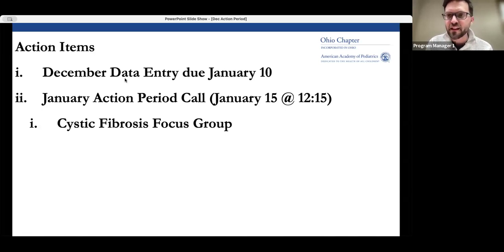Just a couple of things for me on the housekeeping. For January, we'll hope to have our data submitted for December the Friday before our action period call, which is January 15th, which I do want to spend some time talking about as well. We had a little bit of a change in schedule. Originally, our January session was slated to have education on oral health, but we've had an opportunity presented to us from the Department of Health and one of our speakers about newborn screening.